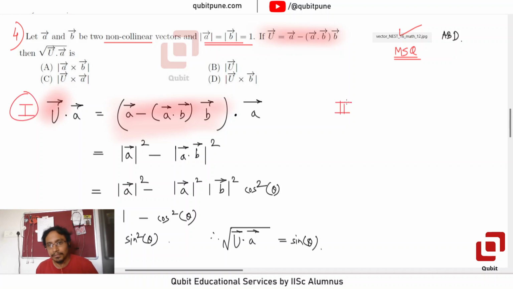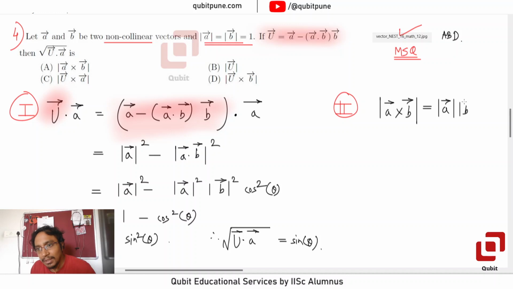That was part 1. Now, in part 2, let's start with option A. What is magnitude of a bar cross b bar? Magnitude of a bar, yes, correct. So if you think that only option A is correct, well, of course that possibility doesn't exist anymore for NEST, at least for this year, because there are no MSQs. But it's interesting to see that B and D also give us the same result. How? Let's go for magnitude of u bar now.